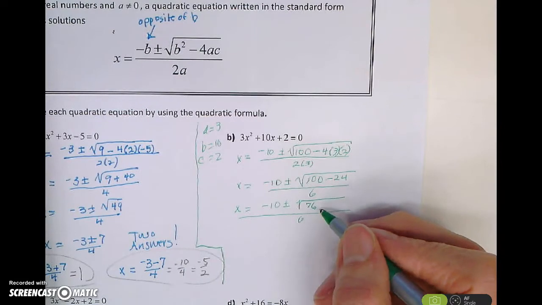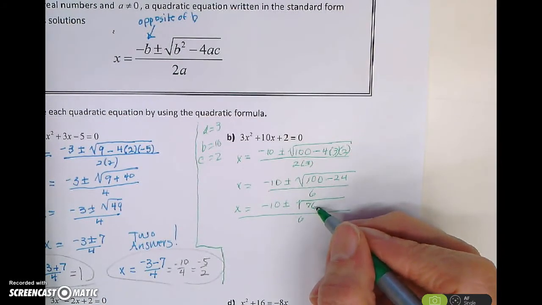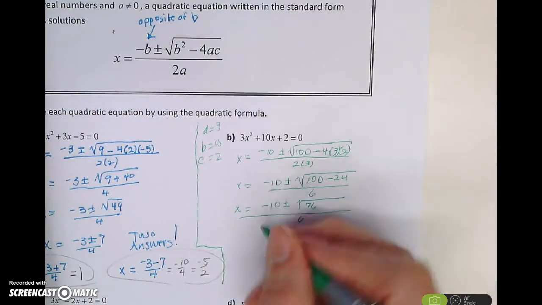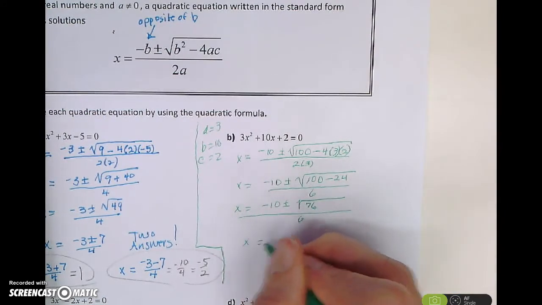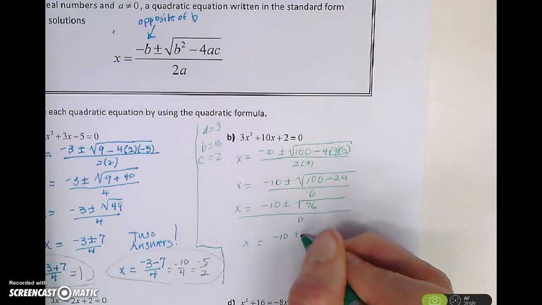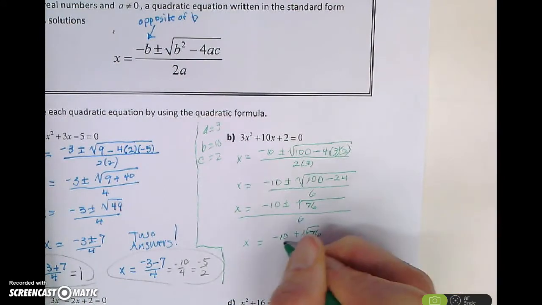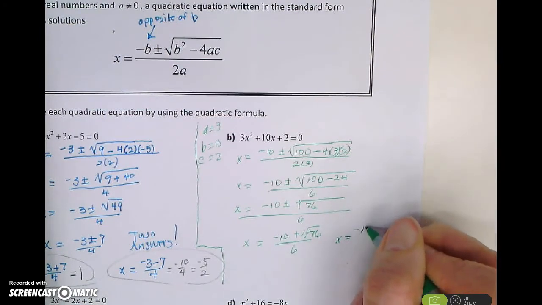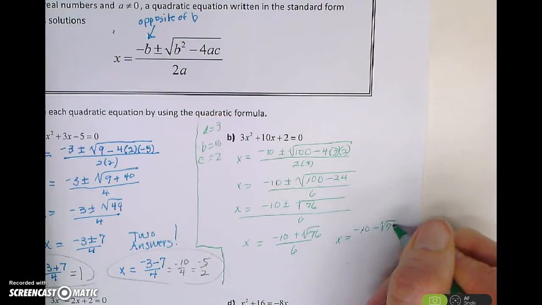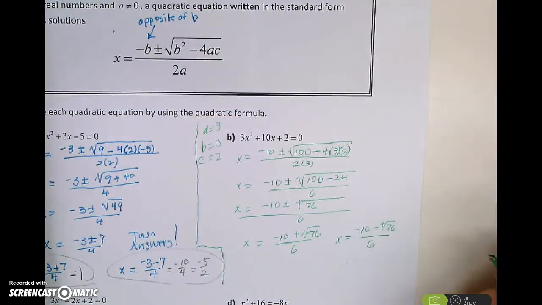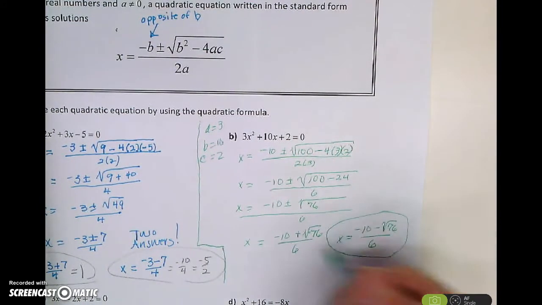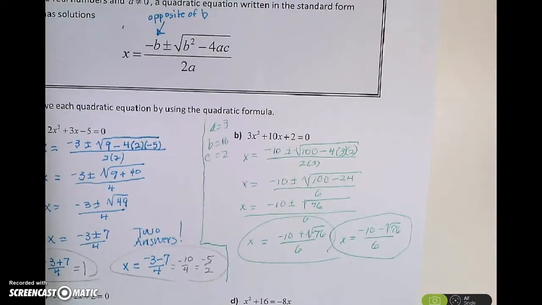And now we realize that we cannot simplify the square root of 76. So we'll just stop. And we've actually got two answers. We got the answer that x is equal to negative 10 plus the square root of 76 over 6. And we also have that x is equal to negative 10 minus the square root of 76 over 6. And we can put this into our calculators to come up with exact answers for that.